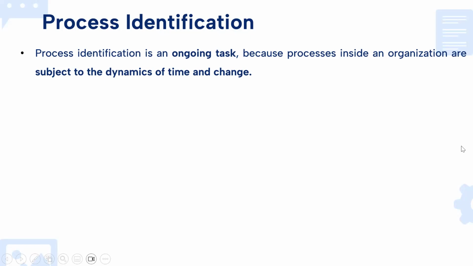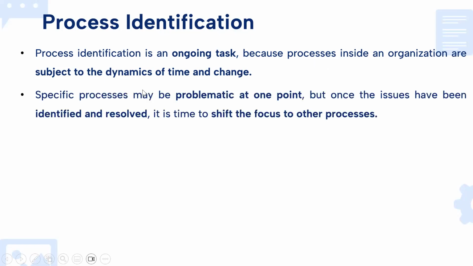So that's why we say process identification is an ongoing task, because processes within the organization are subject to dynamics of time and change. As we mentioned earlier, specific processes may be problematic at one point. But once issues have been identified and resolved, it is time to shift the focus to other processes.